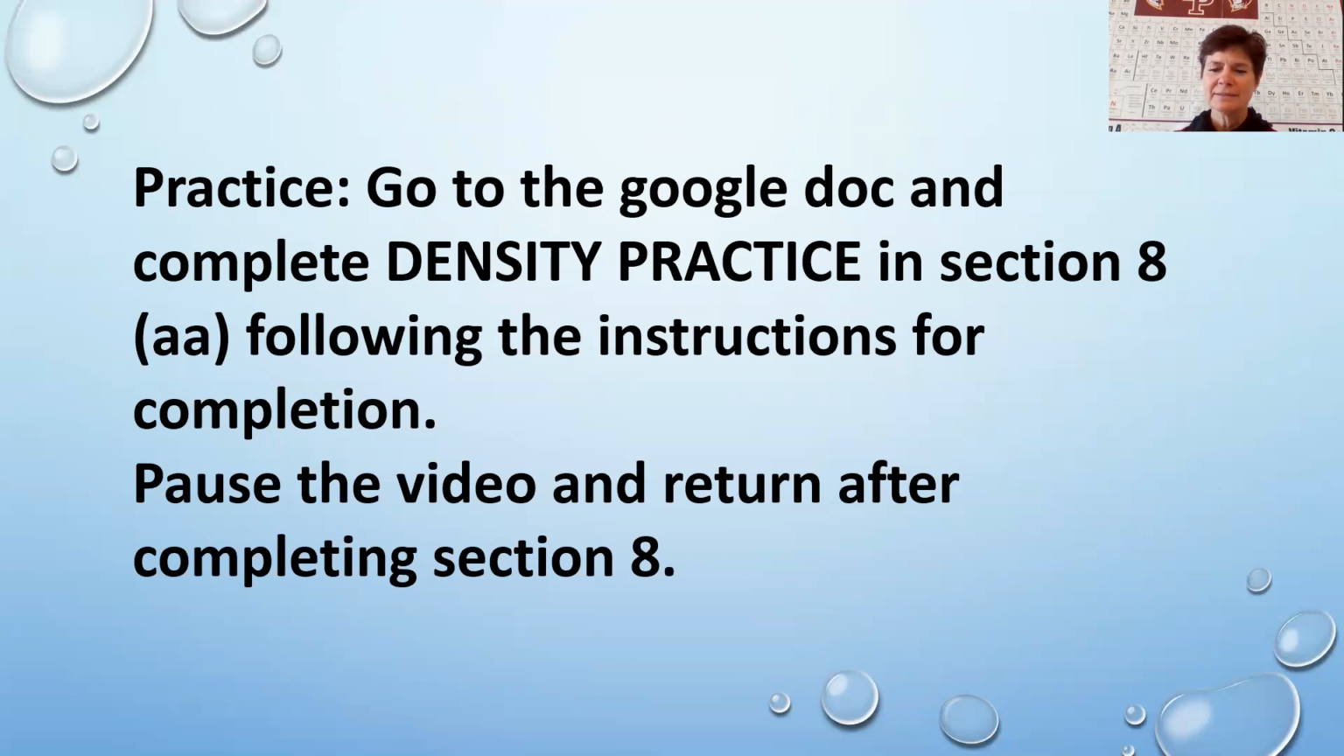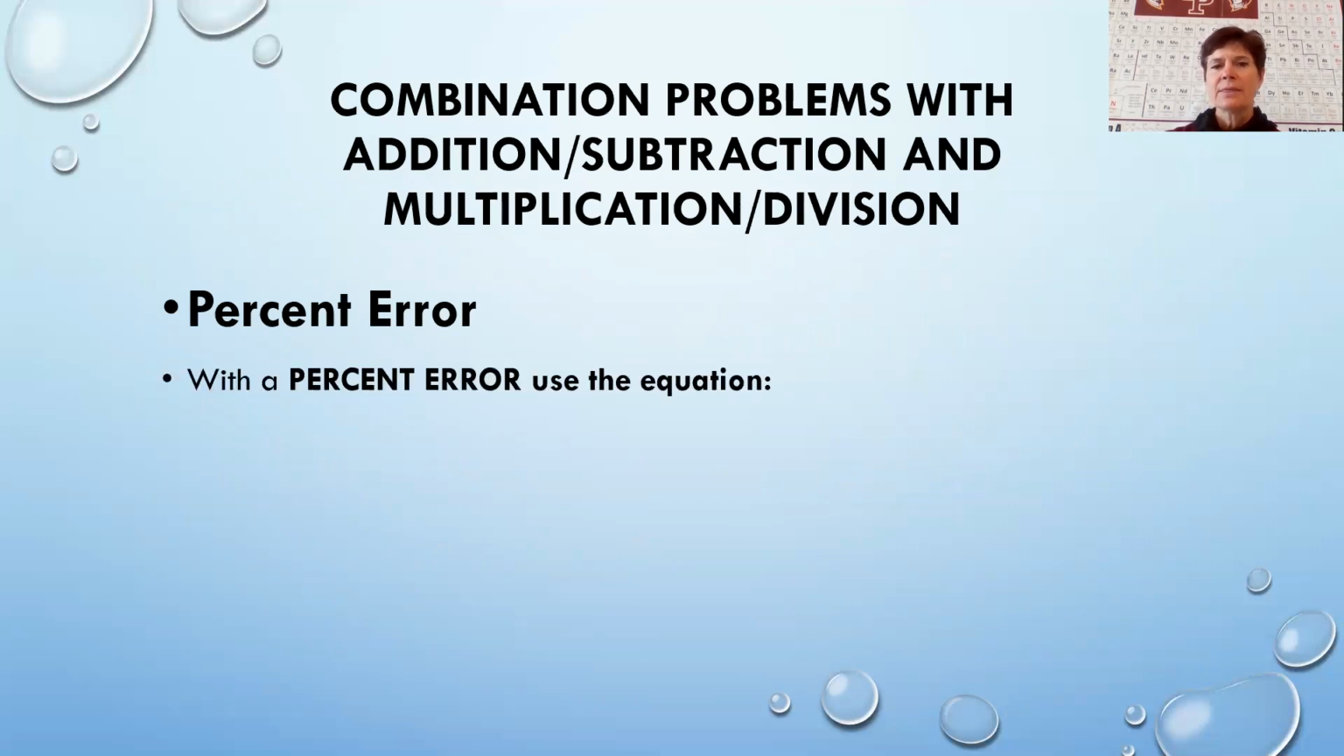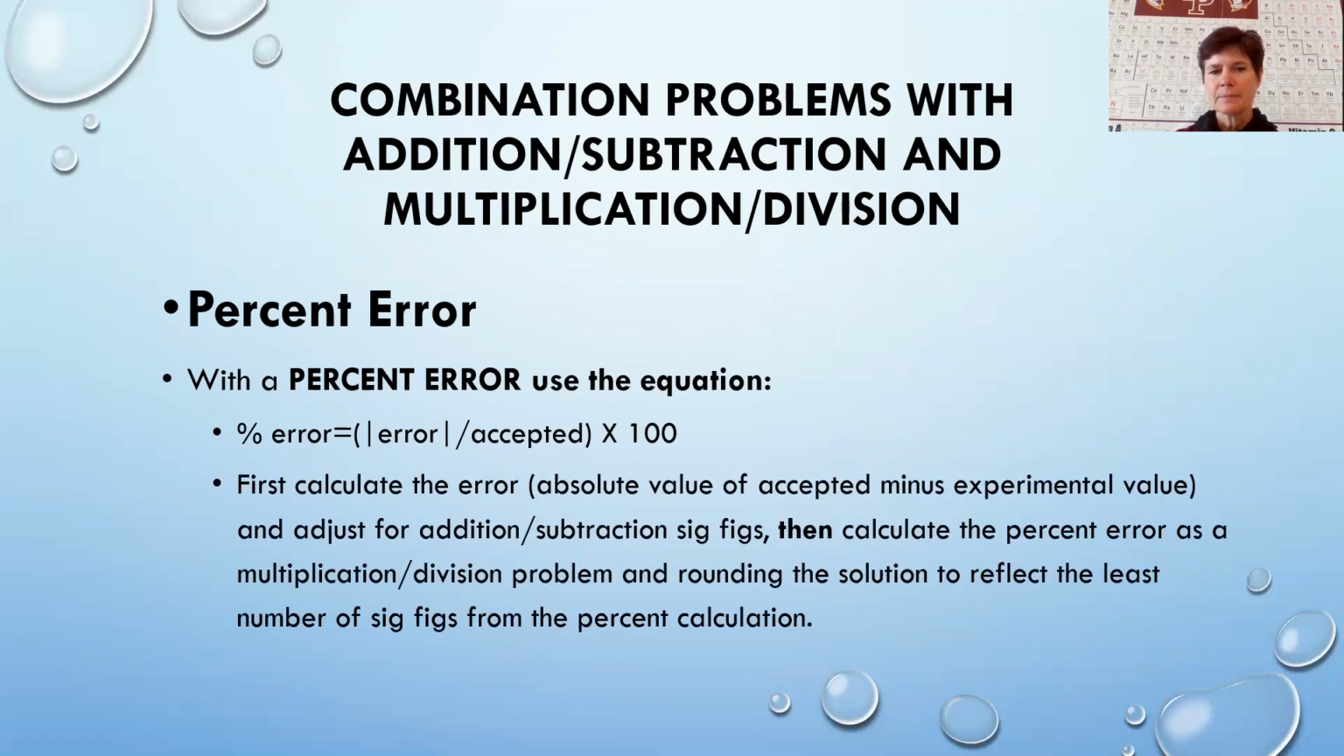Welcome back. Here's another combination problem with addition, subtraction, and multiplication division. It is for percent error. The percent error equation is percent error equals the error, which is the absolute value of the accepted minus the value that we measured, and then we divide that by the accepted value and multiply by 100.